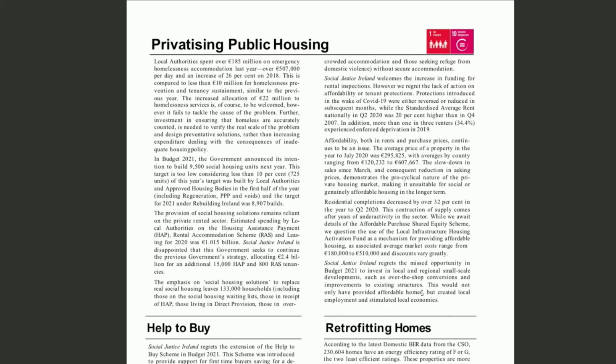The residential completions were decreased by 32% in the year to quarter 2 2020, and relying on the private market to solve all ills when it comes to affordability, when it comes to social housing, is misguided in that it shows very much that we are a very pro-cyclical market. We regret the missed opportunity in Budget 2021, finally, to invest in local and regional small-scale developments, which would have created regional and local economic activity, would have created jobs for people, and would have restricted the amount of construction workers that need to move to large-scale projects and move in between counties.